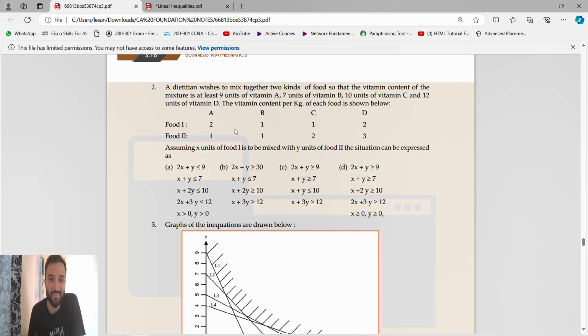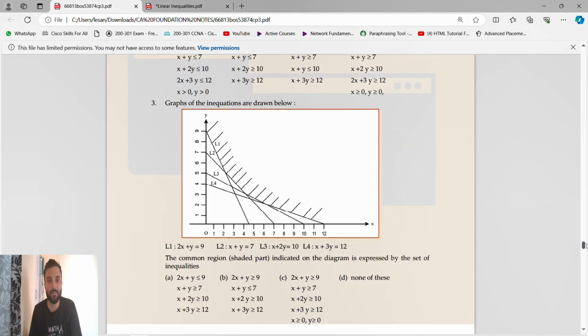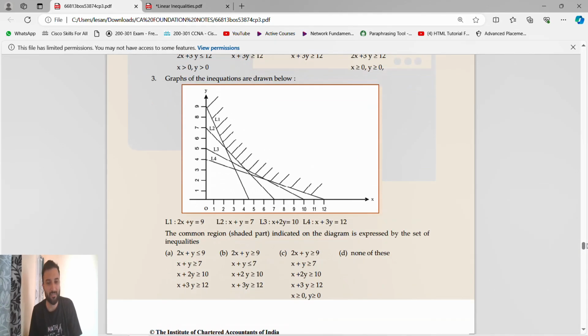Now what we have to do? Very simple, guys. See, a dietitian wishes to mix together 2 kinds of food items so the vitamin contains of mixture at least. At least means what? Greater than. So see, A is lesser than, lesser than, lesser than. Oh, A is not there. C, D is greater than, greater than, greater than, greater than. D is the answer. That's it. See, you will give the answer in just few seconds.